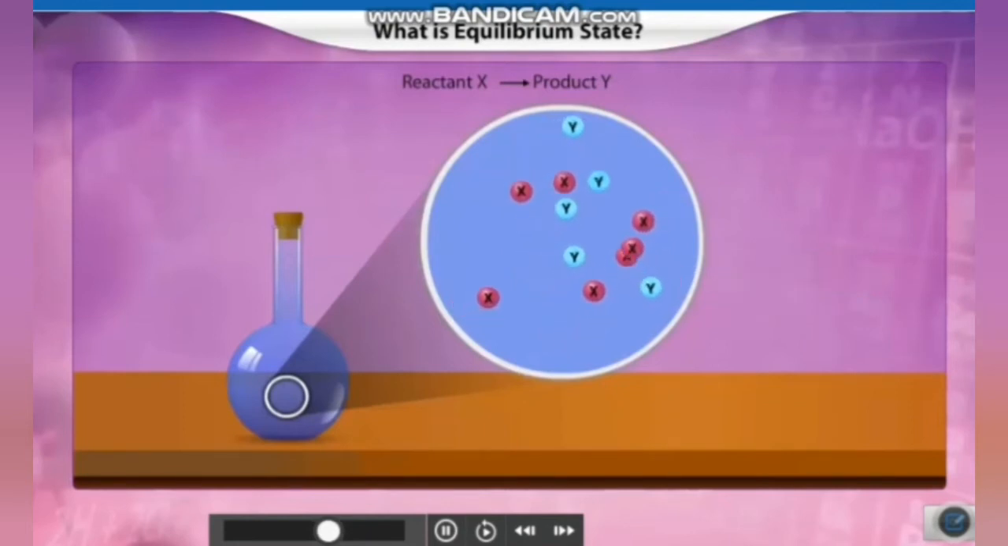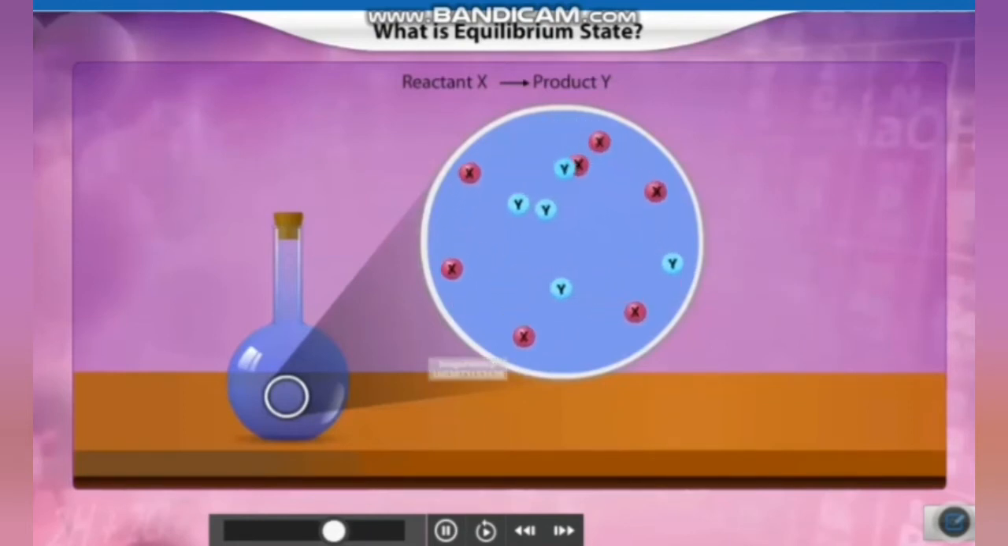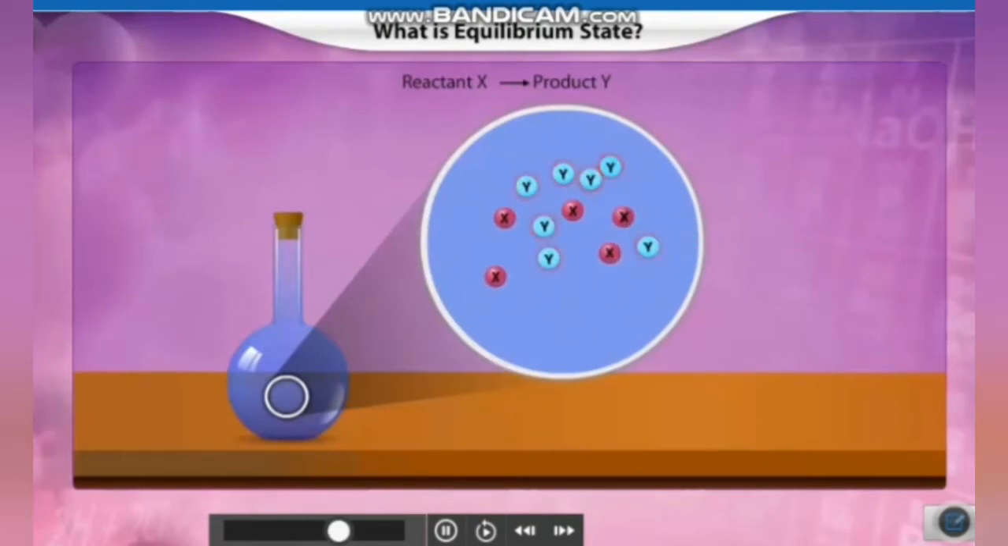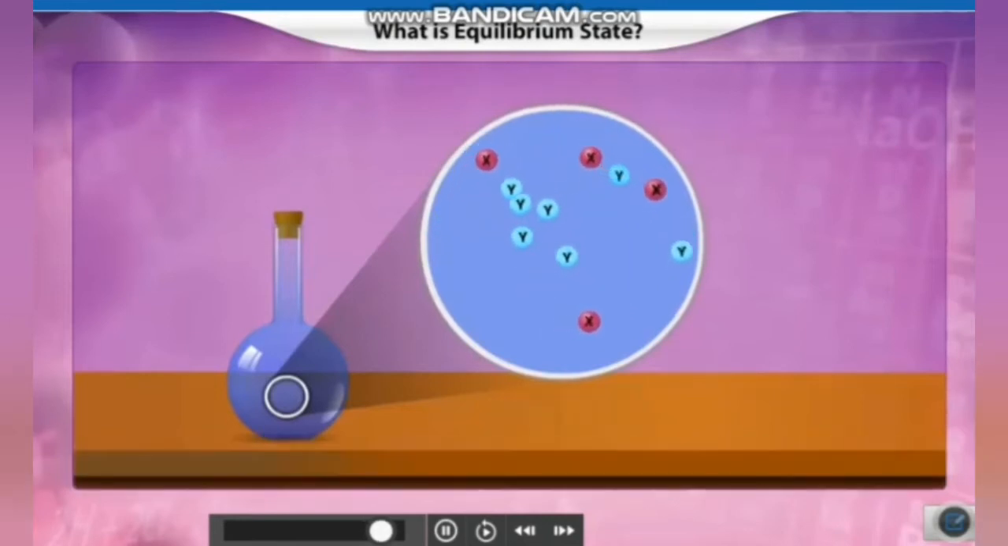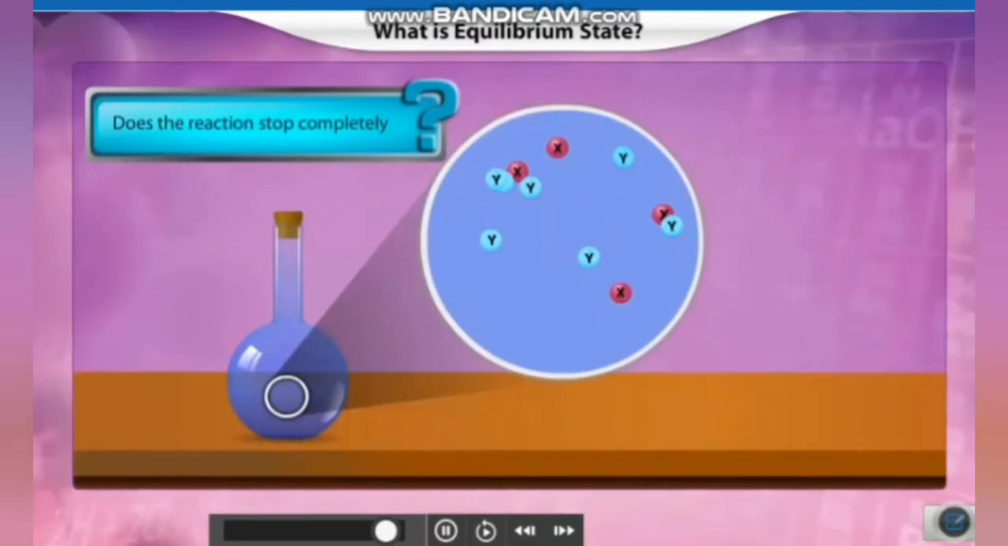The reaction progresses further with a continuous increase in the concentration of product Y and decrease in the concentration of reactant X. Finally, an equilibrium state is reached, which is a point at which there is no further change in the concentration of the reactant and the concentration of the product. Thus, there is no change taking place in the equilibrium state. Does the reaction stop completely? To answer this, let us study a chemical reaction between hydrogen and iodine.